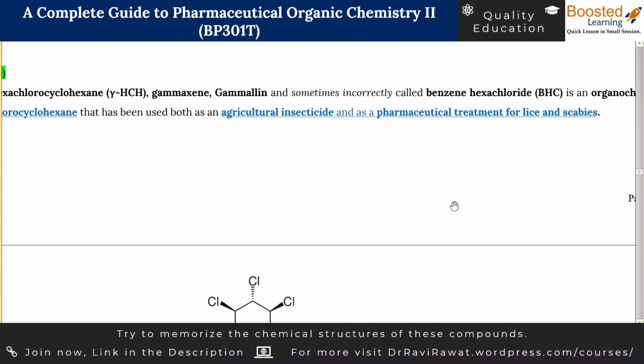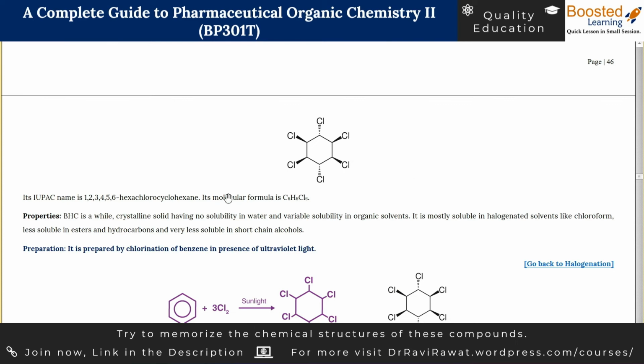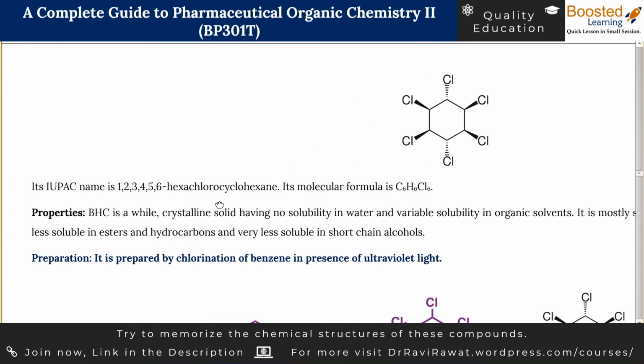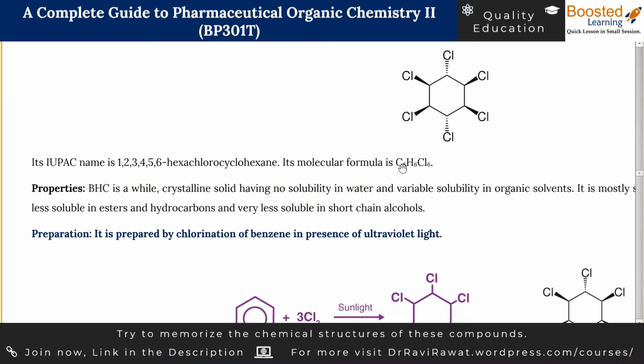I've already told you that it is 1, 2, 3, 4, 5, 6, so all 6 positions, hexachlorocyclohexane. So cyclohexane is important. It is not benzene, but it is cyclohexane. So pay attention to it. It has nothing to do with benzene. You can also memorize the molecular formula very easily. There are 6 carbons, 6 hydrogens and 6 chlorines. There are 6 hydrogens also which are not shown, but those are there.